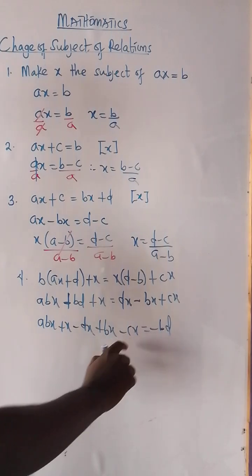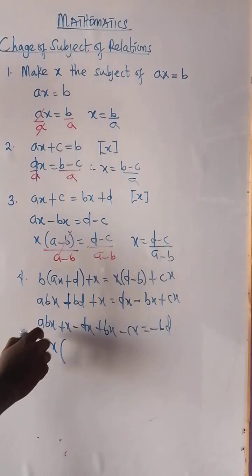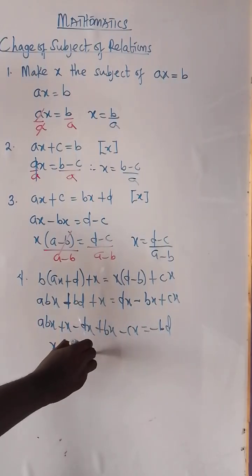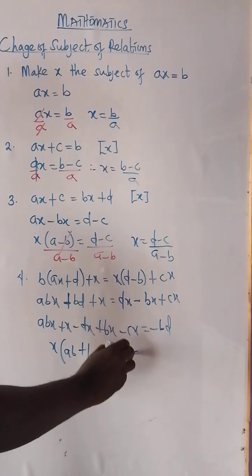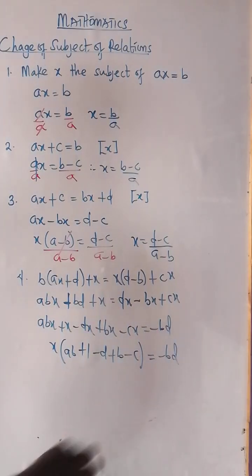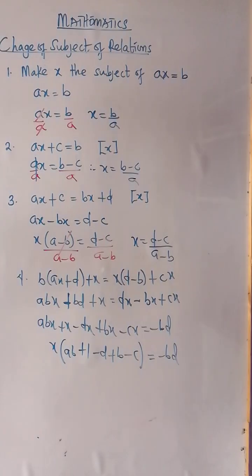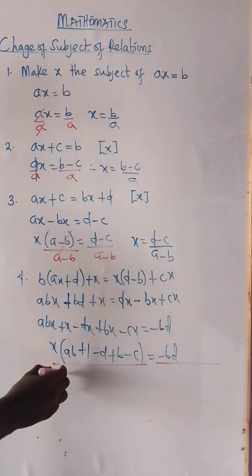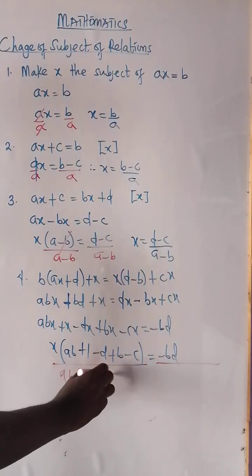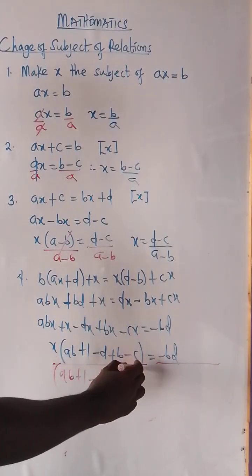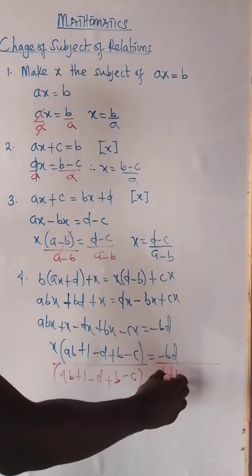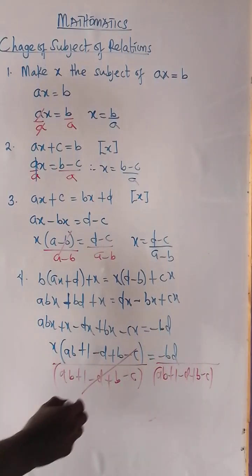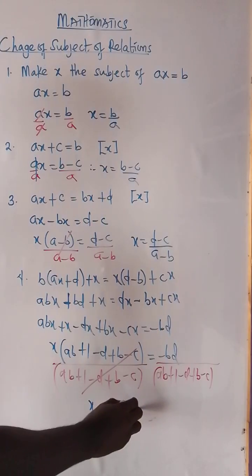So what happens here? X is common all through. So if we factorize x, here we are left with ab. Now x has a coefficient of 1 here, that's plus 1. Then minus d plus b minus c equals minus bd. Do not panic. Mathematics is simple. We can just make it look difficult. So everything here we don't need. So we divide through by everything we have here. Divide both sides by what we have there. So we have (ab plus 1 minus d plus b minus c). We do the same thing here: (ab plus 1 minus d plus b minus c). So the whole of this cancels. So our x becomes minus bd over that.